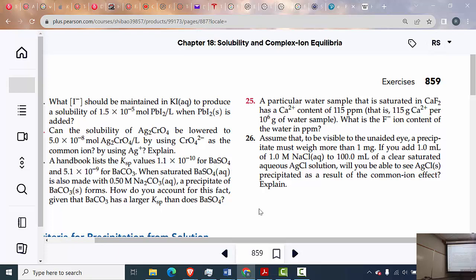(26) Assume that to be visible to the unaided eye, a precipitate must weigh more than 1 milligram. So you could get less than a milligram of precipitate, and if it's like a white precipitate, you might not even see it. You might need a magnifying glass to see it. And so if we have a milligram, then you likely see it. If you add 1.0 milliliters of 1.0 molar sodium chloride to 100 milliliters of clear saturated aqueous silver chloride solution, will you be able to see silver chloride precipitate as a result of the common ion effect?